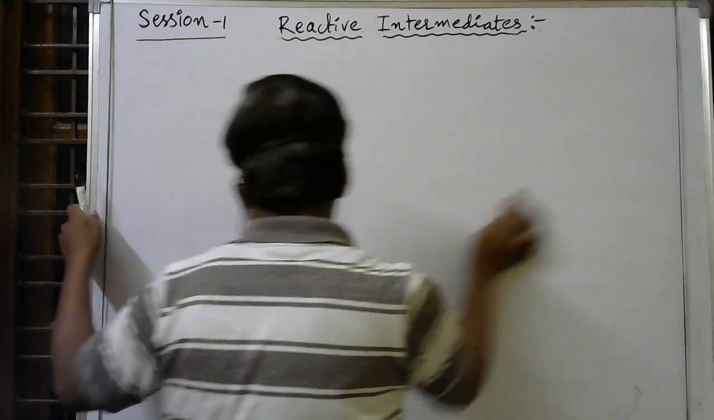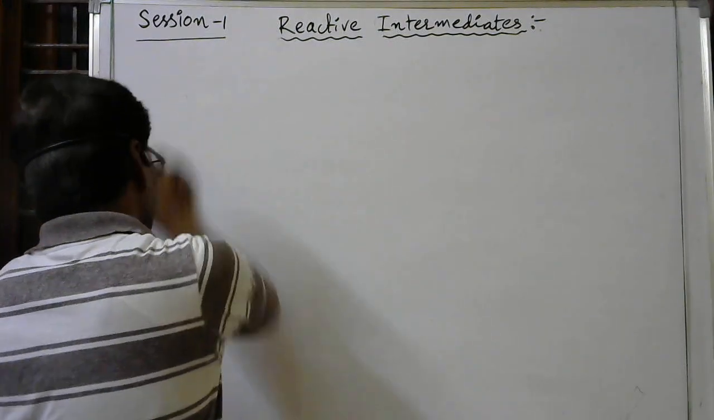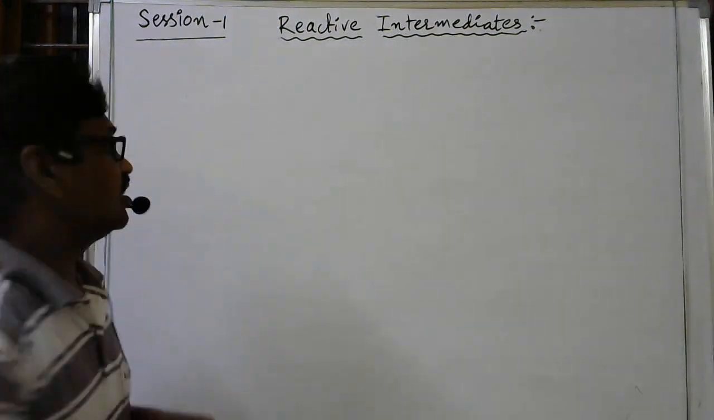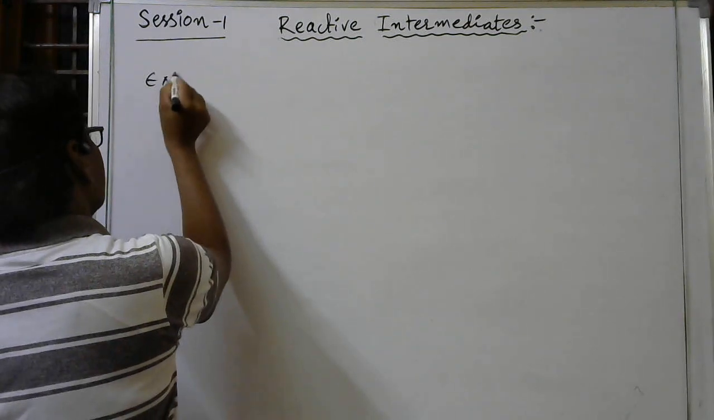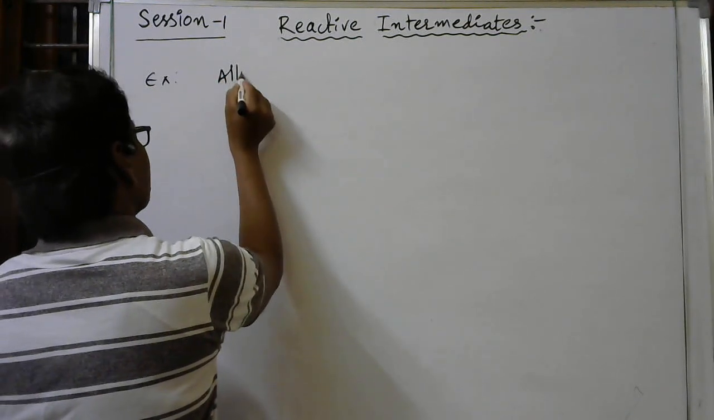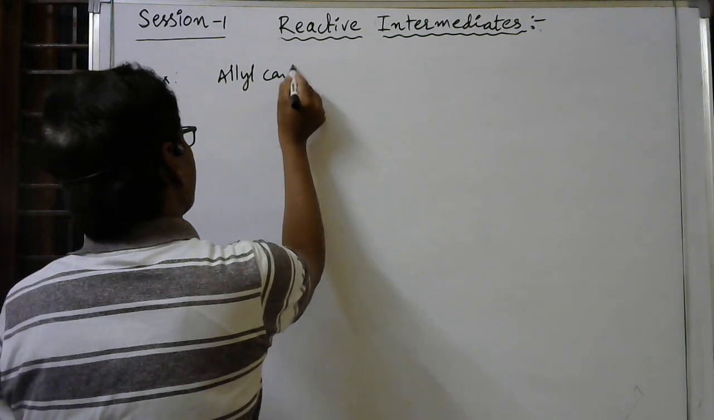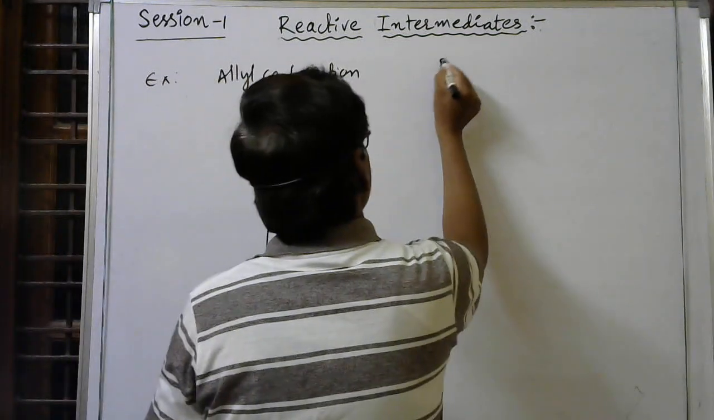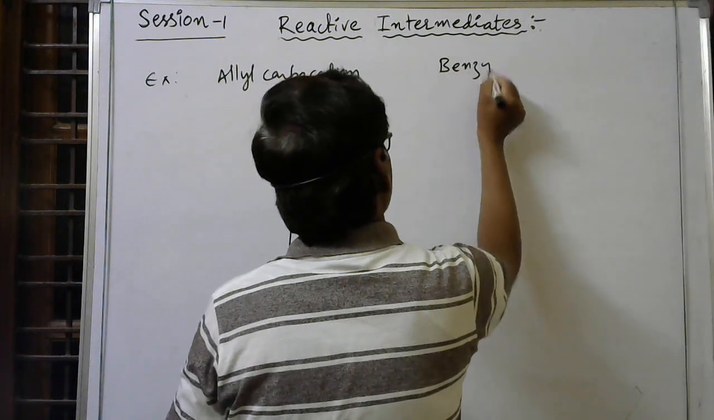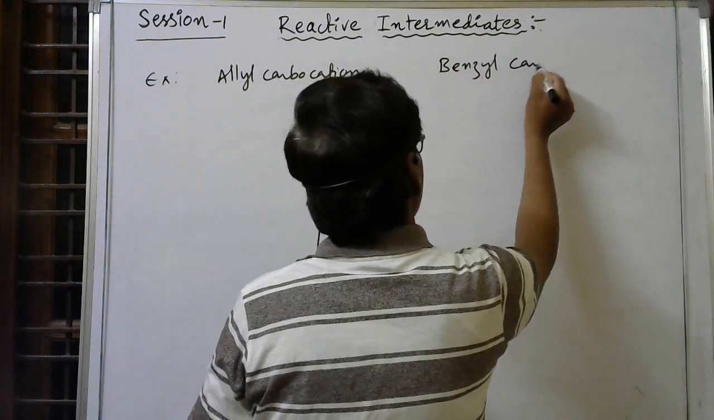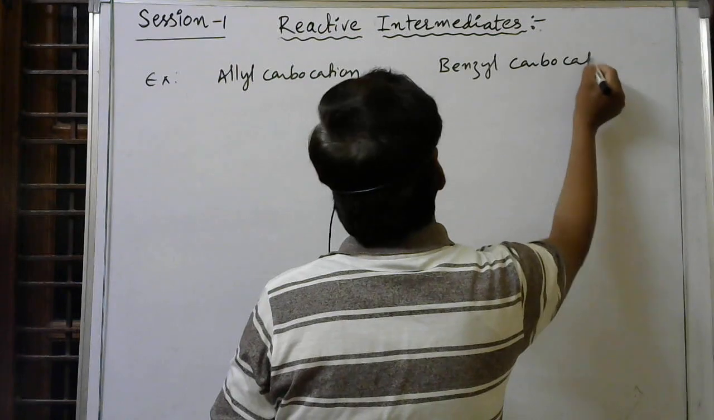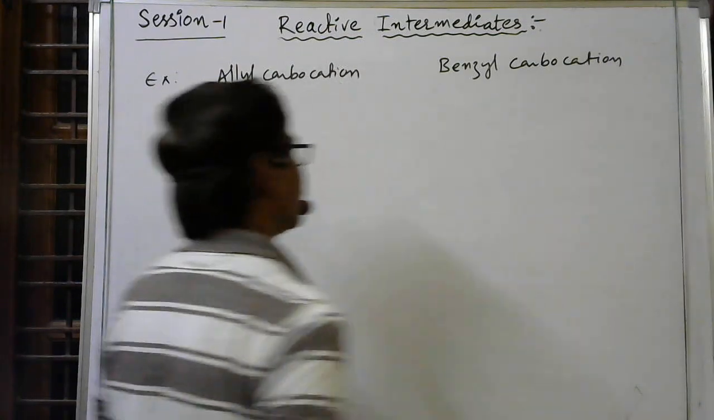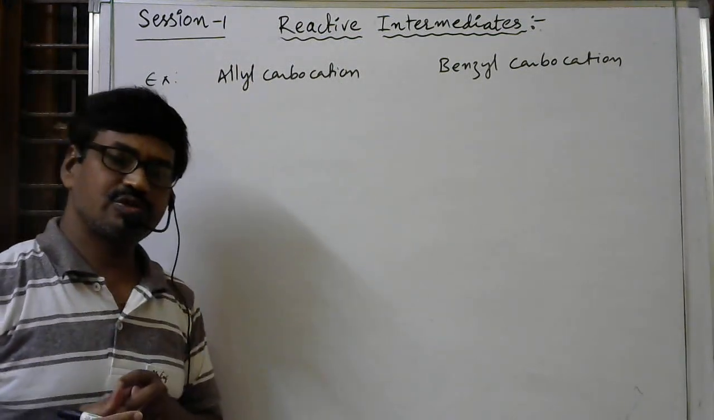It is almost equal to secondary carbocation. See, one more example here. Allyl carbocation and benzyl carbocation. Allyl group means what?